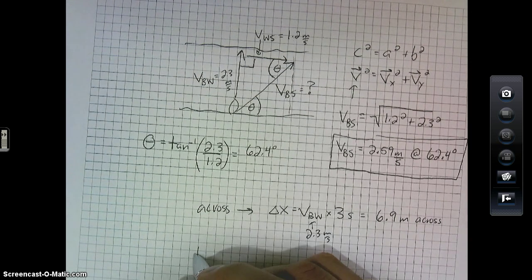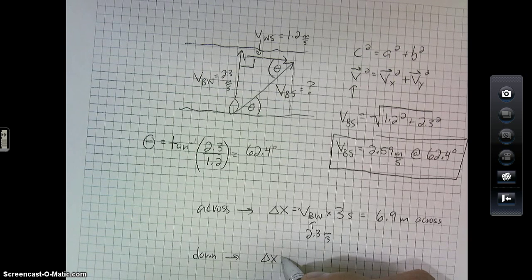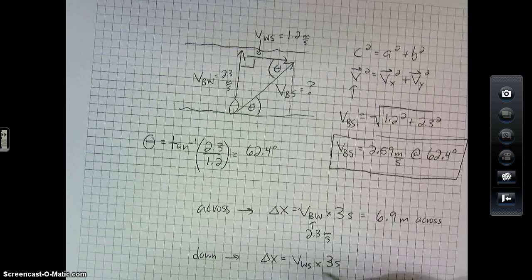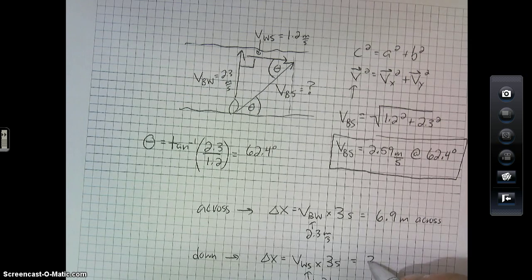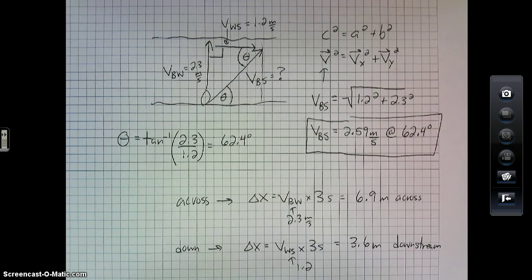If we wanted to say how far downstream it is going to be, then again, delta x, in this case, would be the velocity of the water relative to the shore times 3 seconds, and that would have been 1.2. We can say that it is 3.6 meters downstream. So that's where it would be position-wise in reference to where it started. Now, this was a fairly easy problem. They get much harder. Have fun with number 46.